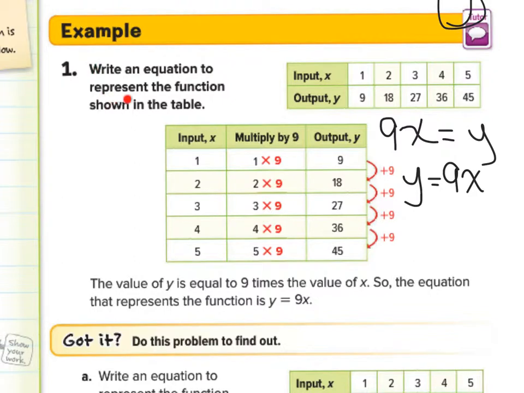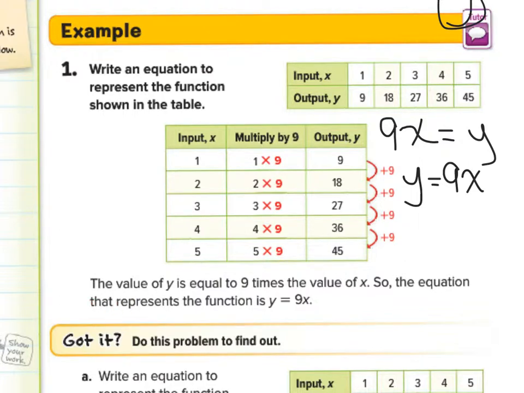Write an equation to represent the function shown in the table. Okay, here's our function table. We have our inputs of x, and now this time they actually give us a column for our function and our output. Okay, this part is often missing. This is the part we have to figure out. And they did do it for us. 1 times 9, 2 times 9, 3 times 9, 4 times 9, 5 times 9, and there's our products.